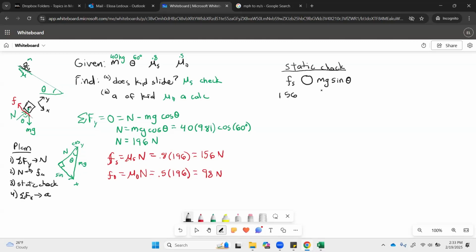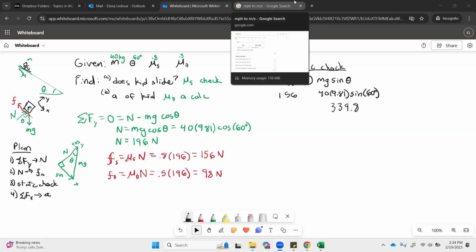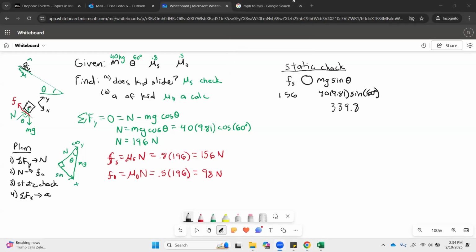So we know the static friction is 156 newtons, and then the mg sine theta is going to be 40 times 9.81 times sine 60 degrees. This comes out to be 339.8. And so enough weight is pulling down that it will overcome the friction. So we have a greater than sign there. And so, yes, we know that these will move.